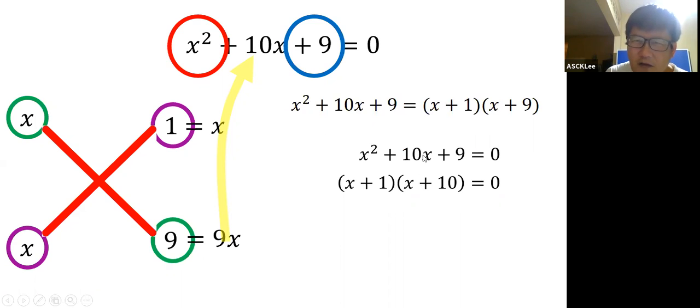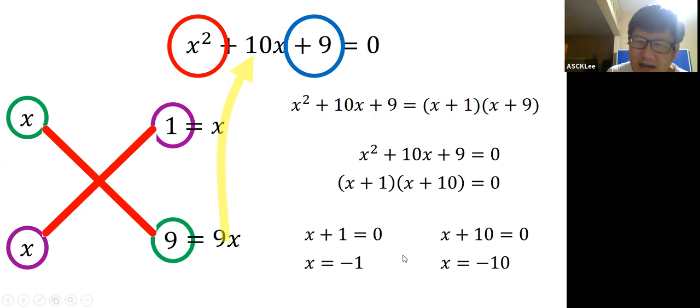And now think of the zero product property. x plus 1 equals 0, which means x equals minus 1. x plus 10 equals 0, which means x equals minus 10. And these two are your solutions. x equals minus 1, x equals minus 10 are your solutions. So remember, you're asked to solve this. You must have solutions because you've been asked to solve something. So at the end, you cannot have factors. You must have solutions. And your solutions are x equals minus 1 and x equals minus 10.